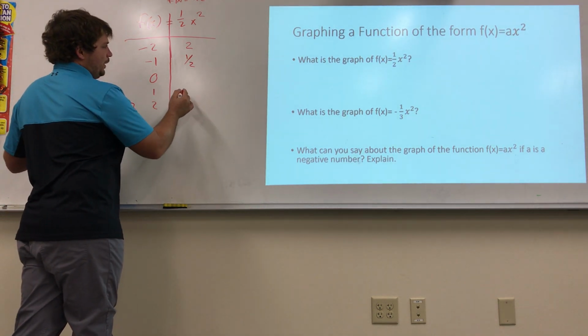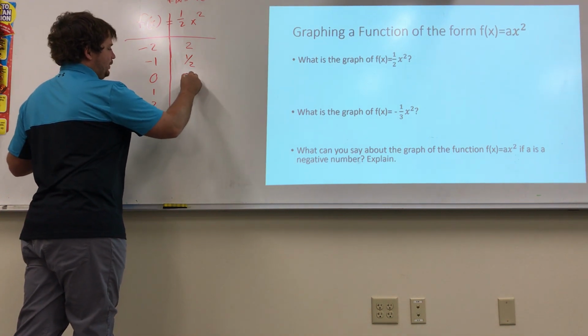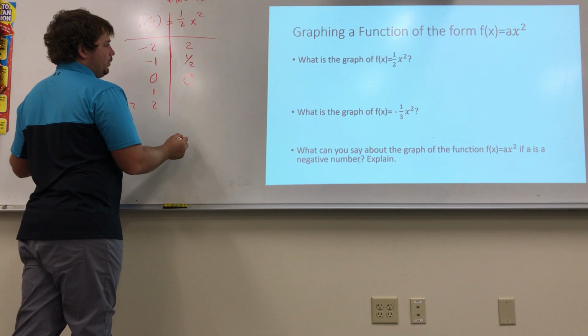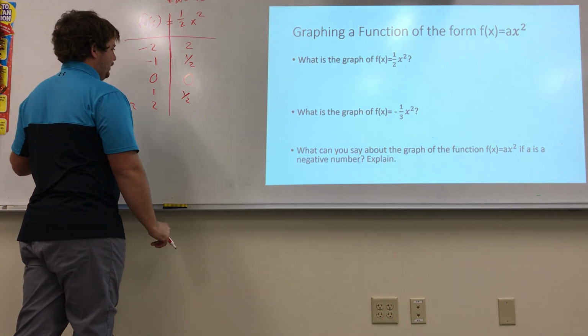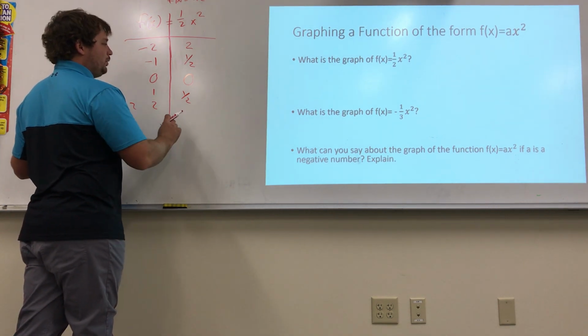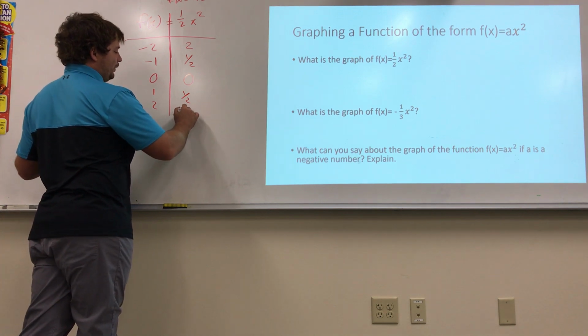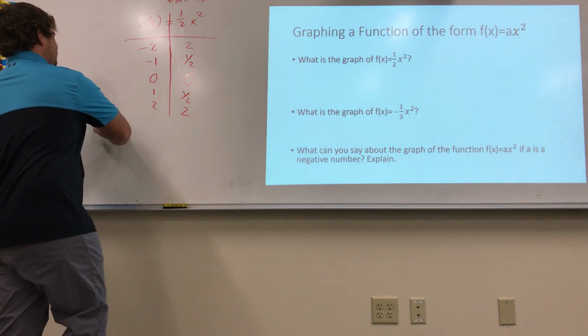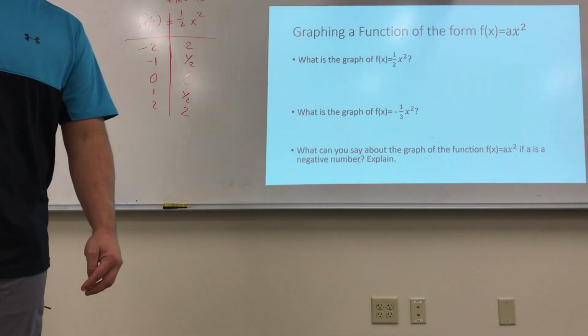0 goes in there, you're going to get 0, and then 0 times 1/2 is still 0. 1 is going to be 1, 1 times 1/2 is going to be 1/2. Not 1 and 1/2, it is 1 times 1/2. Alright, 2 squared is going to give me 4, so then 4 times 1/2 is going to give me 2. Okay? That is that one.